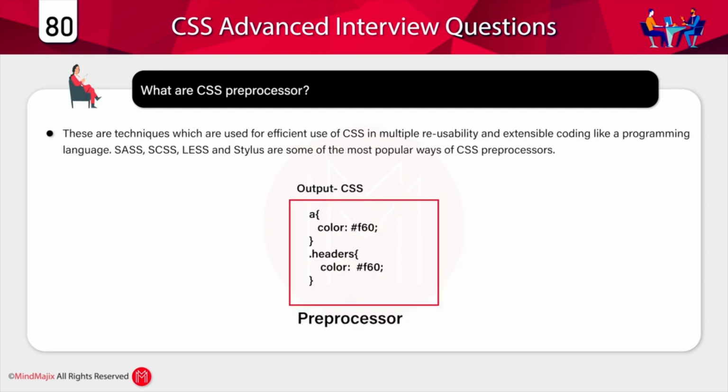What are CSS preprocessors? These are techniques which are used for efficient use of CSS, with reusability and extensible coding like programming languages. SCSS, LESS, and Stylus are some of the most popular CSS preprocessors.